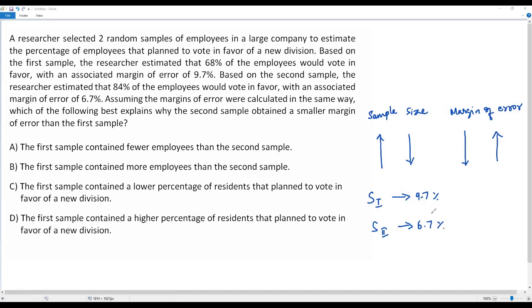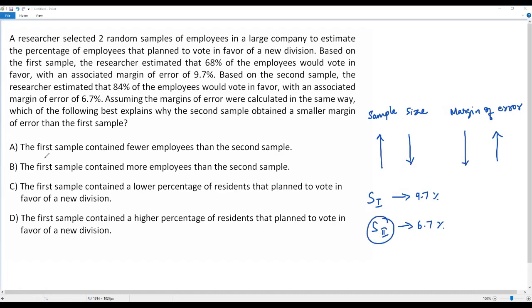sample. So since the margin of error in the second sample is smaller, the size of sample 2 must be greater than the size of sample 1. Or we can say the size of sample 1 is smaller than the size of sample 2.